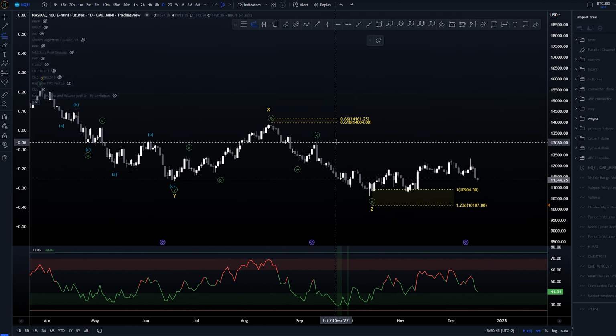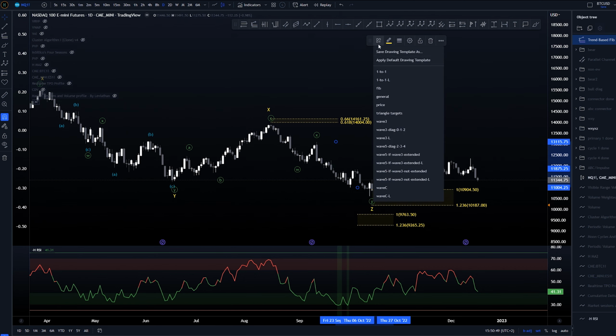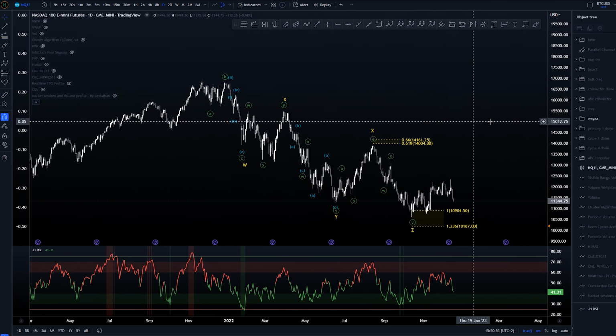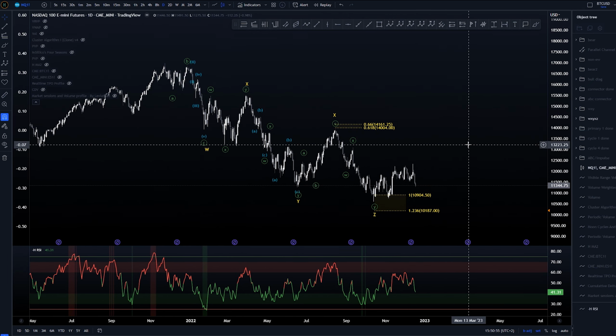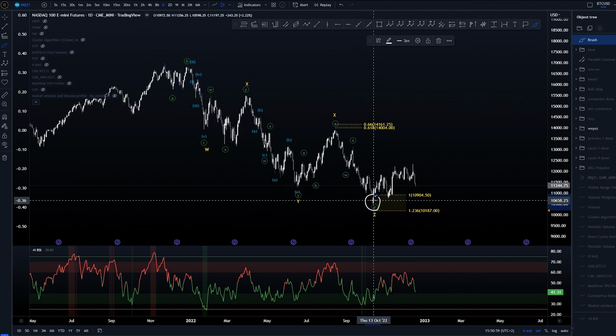We are getting to the 0.618 extension here of this, as you see. So that is valid as well. Again, this is not my primary count, but I just wanted to show a count that has the potential of ending a count at these lows of 10.6k.